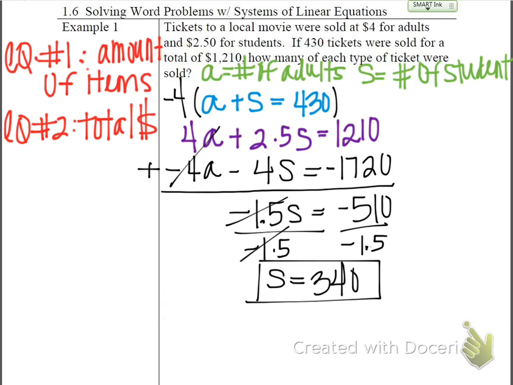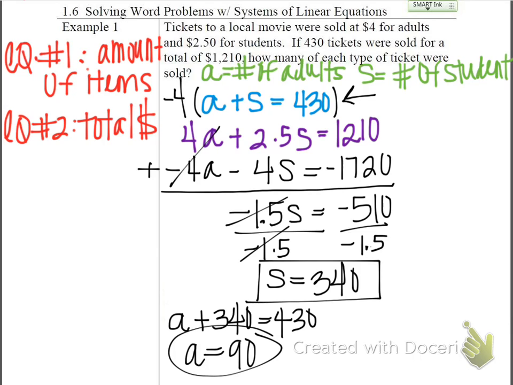Then I just need to figure out how many adult tickets I sold. So I'm going to plug S back into my top equation. So that's A plus 340 equals 430. So then you can just subtract 340. Really, we could have just subtracted 340 from 430, and that gives us A equals what? 90 adult tickets. So we sold 90 adult tickets and 340 student tickets.